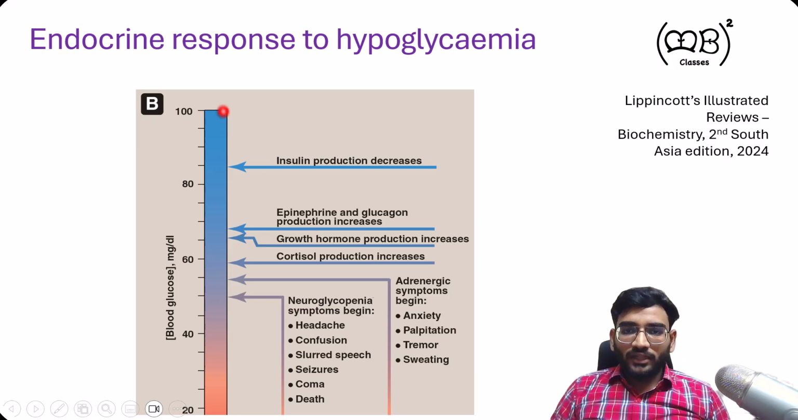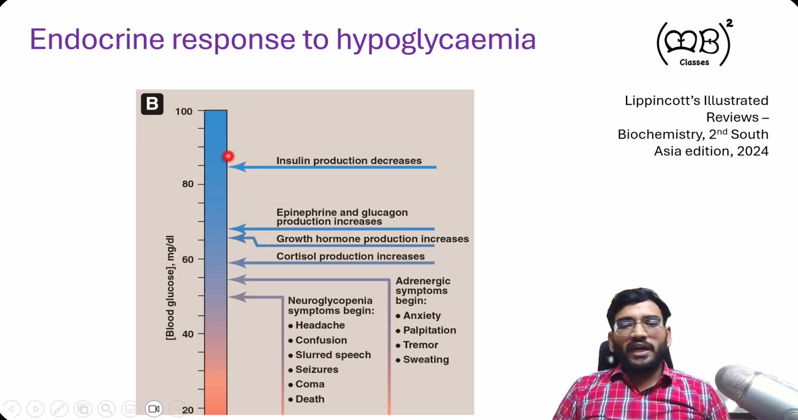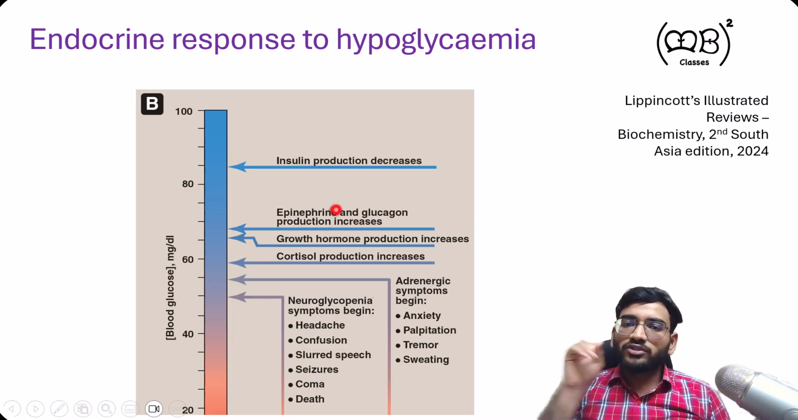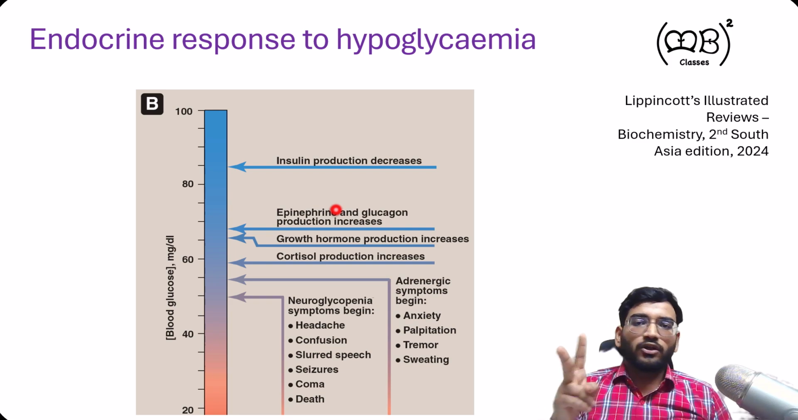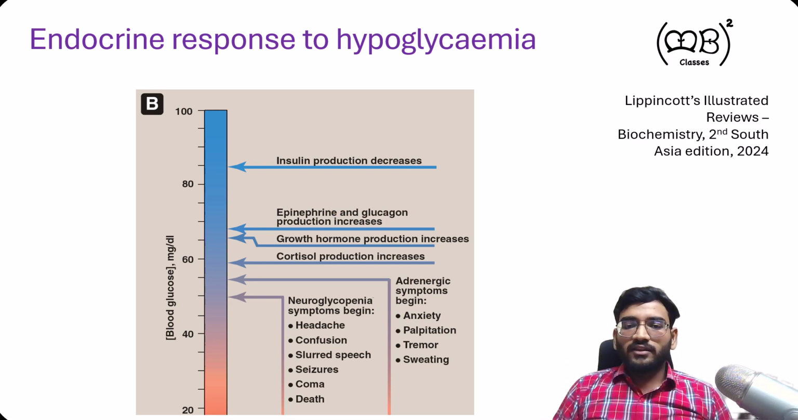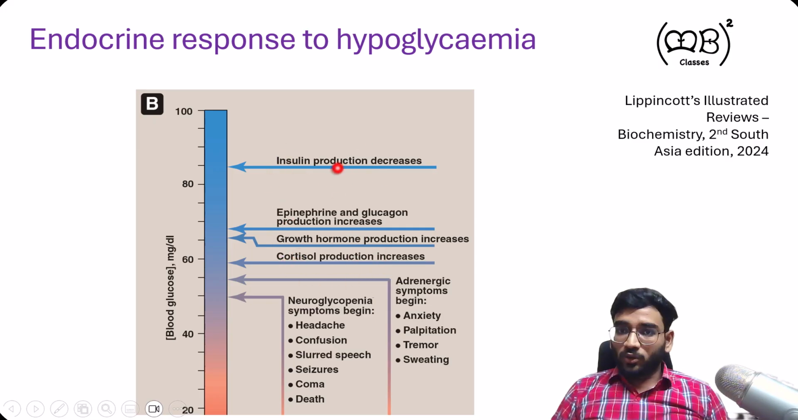So what is the time dynamics, or the level of blood glucose at which all of this is happening? Below 85 or so, insulin production decreases. Then at 60-65, epinephrine and glucagon production increases, because these were the two hormones which were very important for increasing glucose. So these will increase first. Then there will be a growth hormone increase. Then cortisol levels will increase for mobilization to increase gluconeogenesis. Now below 55, the adrenergic symptoms start increasing.